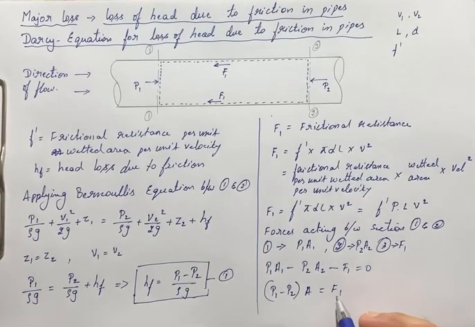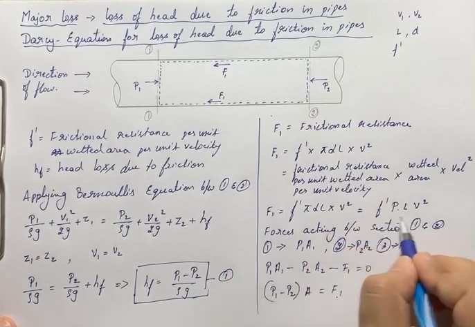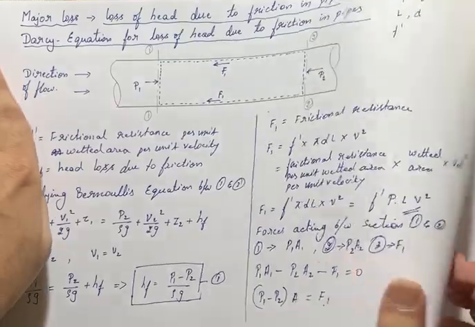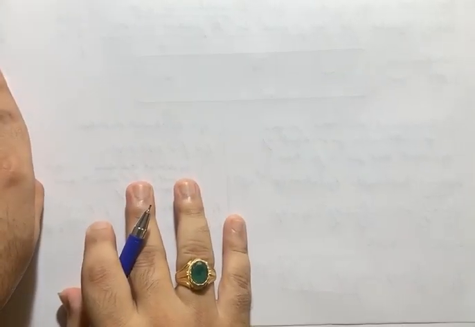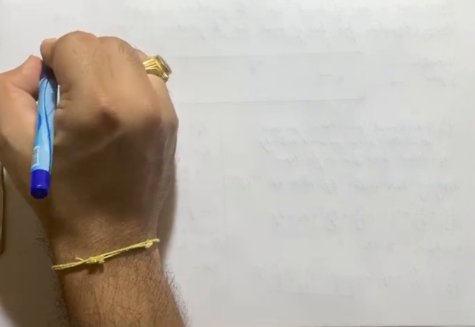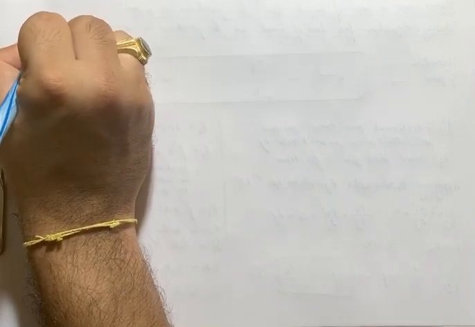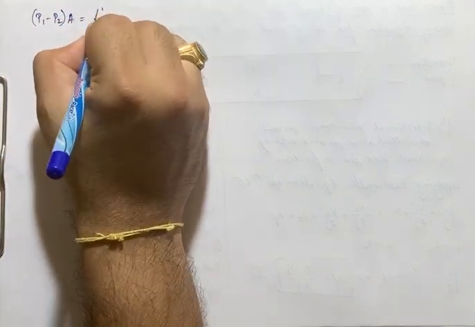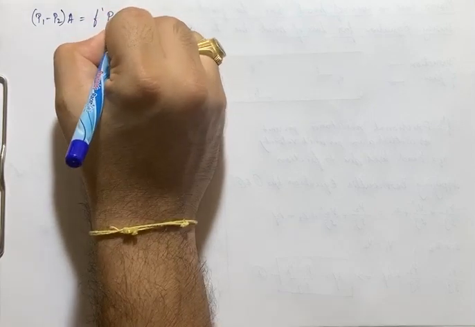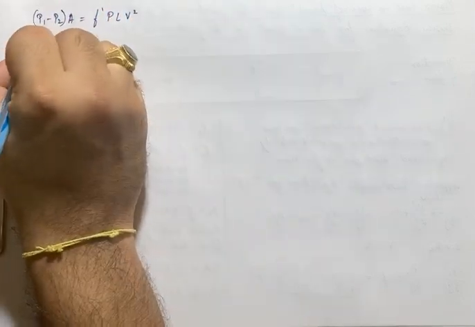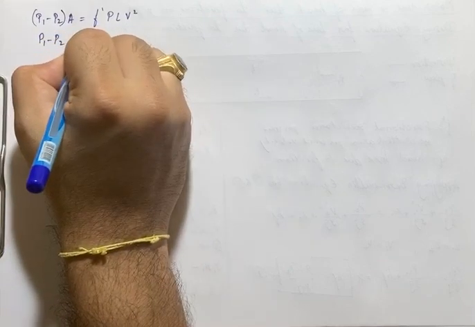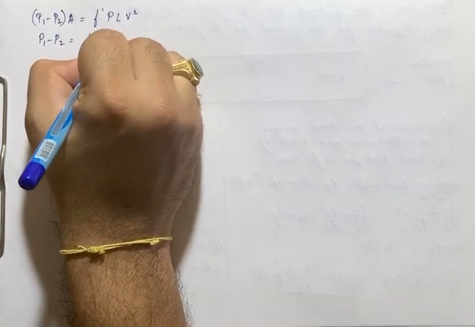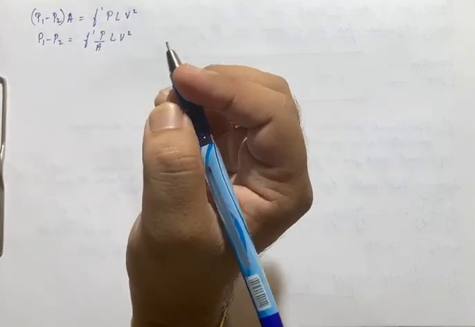Now, what is F1? F1 is equal to F dash PL divided by V square. Now, substituting F1 in the above equation, we have P1 minus P2 into area A is equal to F dash into P into L into V square here. So, I will write P1 minus P2 is equal to F dash into P by A into L into V square here.